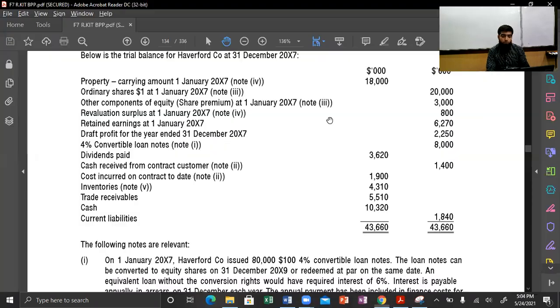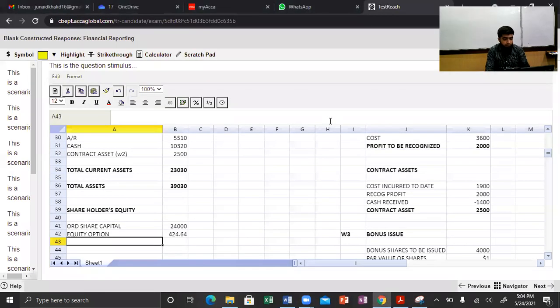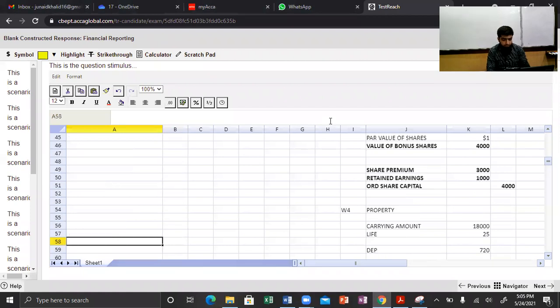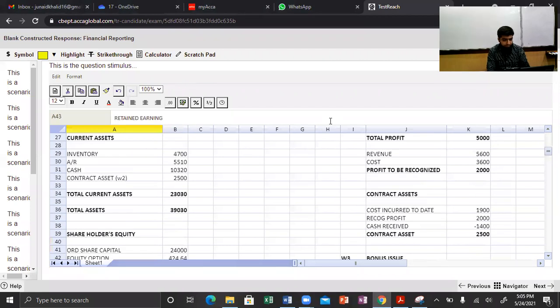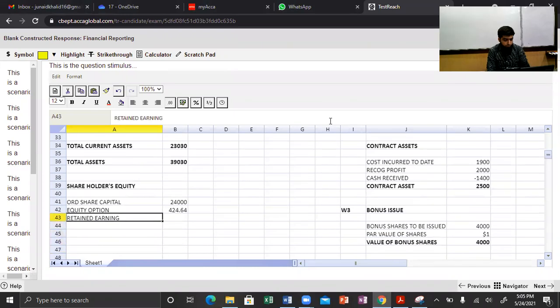Revaluation surplus, there is no revaluation surplus anymore. The reason is we had a downward revaluation, for which we have transferred and cancelled out all the revaluation surplus. Now what's next? Is there any other? Yes, there is the retained earning account, and we need to work it out. That is most probably working six.